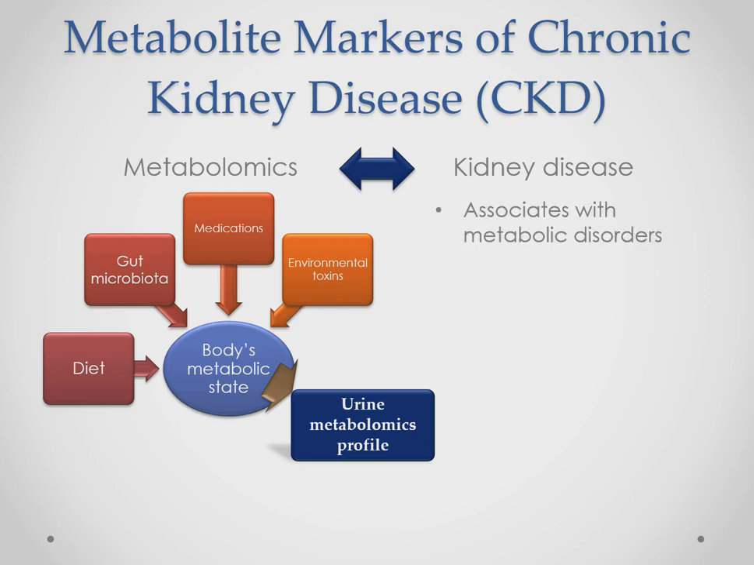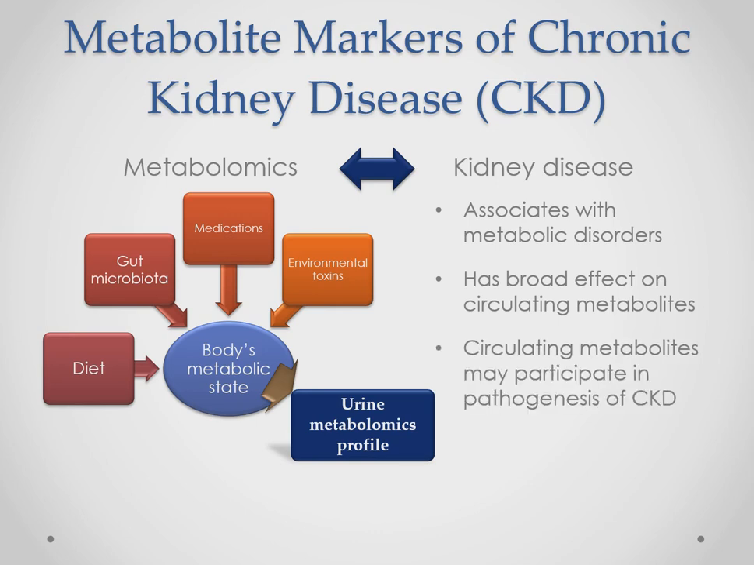Now, kidney disease is amenable to metabolomics analysis by nature of its association with metabolic diseases such as diabetes type 2. And in this analysis, we analyzed urine metabolic profiles from diabetic patients. And of course, by the very nature of its function to perpetually filter all the extracellular fluid, kidney function and kidney disease has a broad effect on circulating metabolites. Moreover, some of these metabolites may actually participate in the pathogenesis of CKD.